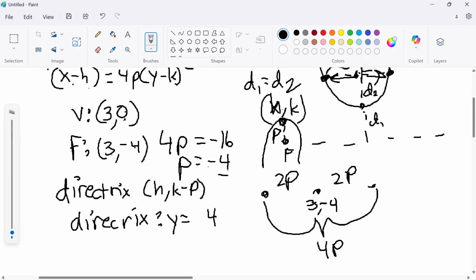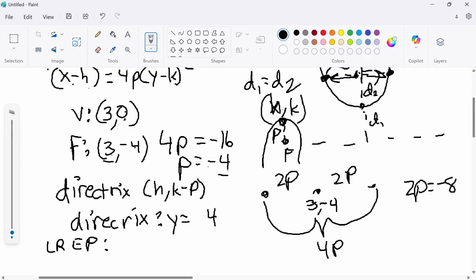So this is the latus rectum endpoints. I'll just put LREP. So the focus is 3, -4. If p is -4, 2p is -8. So I've got 2p equals -8. So it's going to be 3 plus 8 and 3 minus 8. The focus is at 3, not 2.